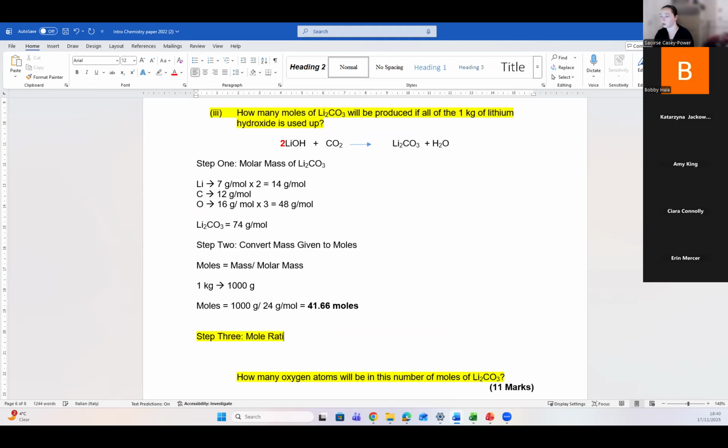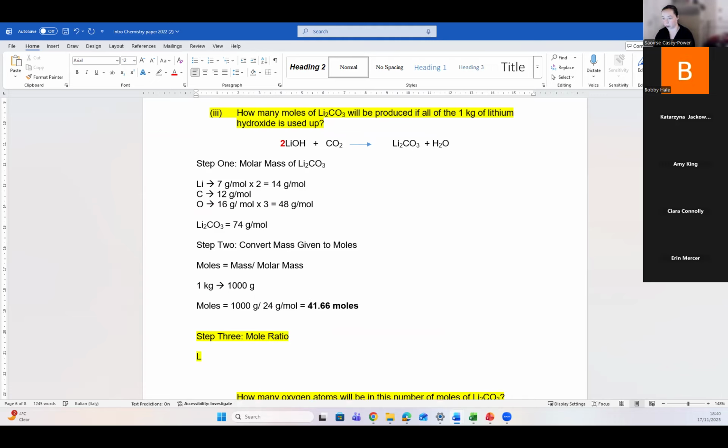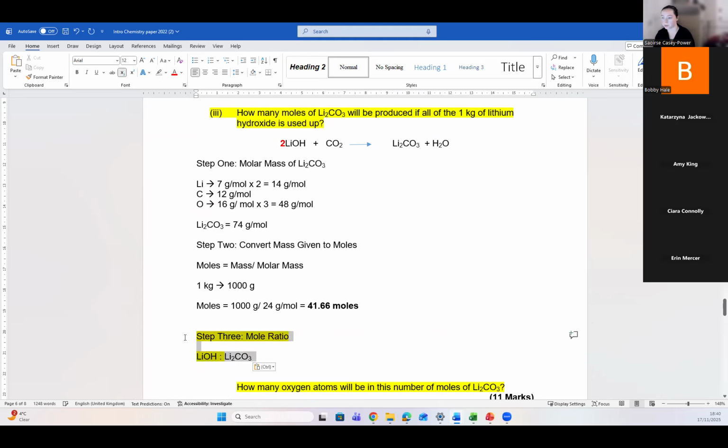Okay, so mole ratio. Now I am looking at lithium hydroxide to my lithium carbonate. Can everyone see that that's 2:1 again? So I have 2 moles of my lithium hydroxide and it forms 1 mole of product. Everyone can see that? Perfect, okay. So that is going to be our 2:1.